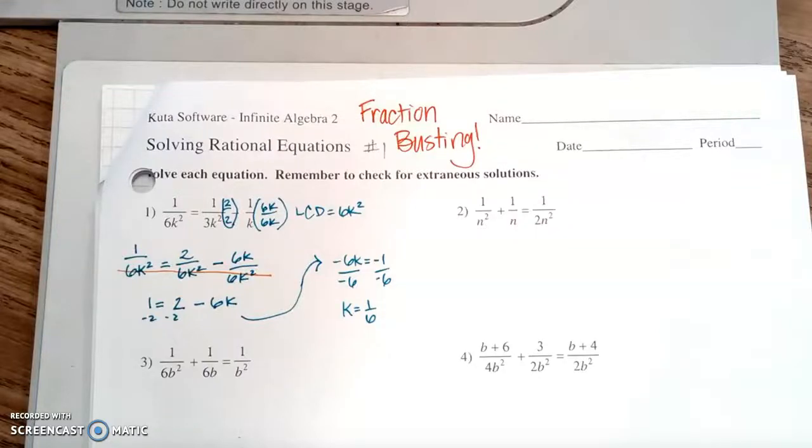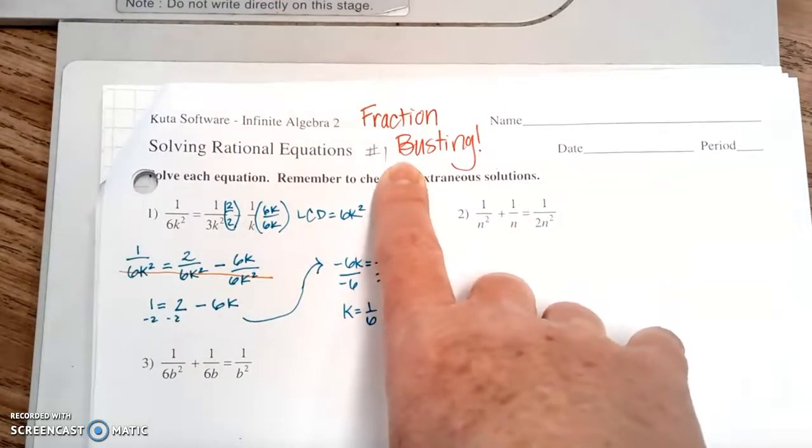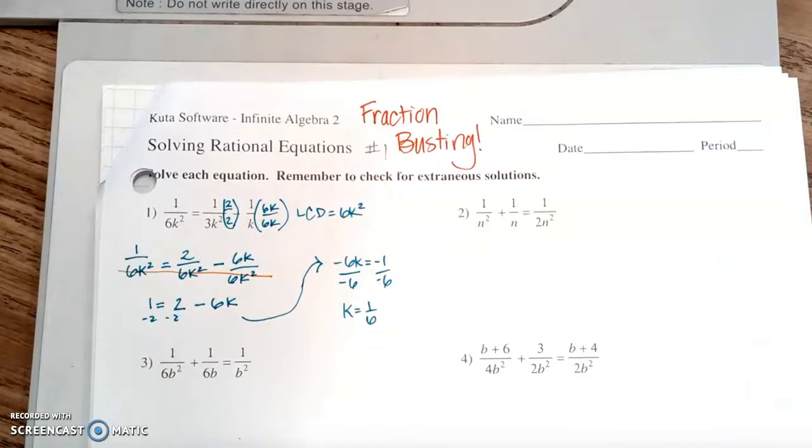Rational equations means we're going to have an equal sign. So when we have an equal sign, we can use a special little math trick called fraction busting, meaning that when all of the expressions on both sides of the equal sign, so this one has one expression on the left and two expressions on the right, have the same, or what we call common denominator, then we can fraction bust.